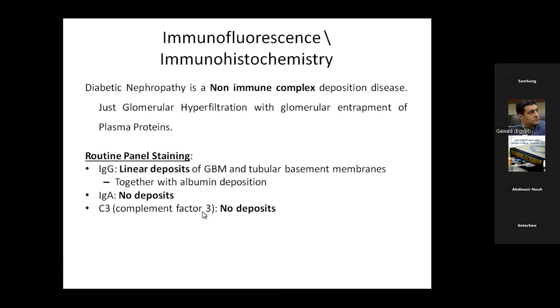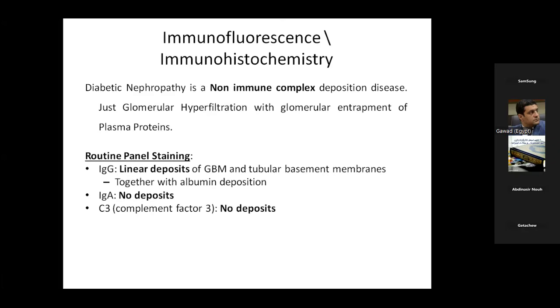Okay, what about immunohistochemistry or immunofluorescence for diabetic nephrosclerosis? Is it an immune complex mediated disease? No, it's not an immune complex mediated disease. It's a non-immune complex mediated disease. So, is it negative under immunofluorescence? No, it could be positive by linear deposition for IgG, but it's not a specific deposition. It's just the deposition of IgG as a part of the glomerular hyperfiltration.